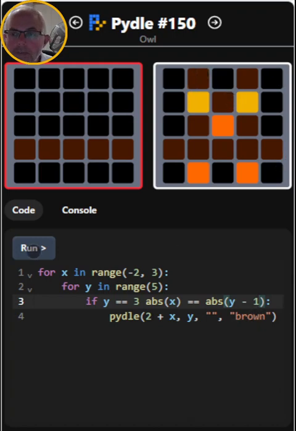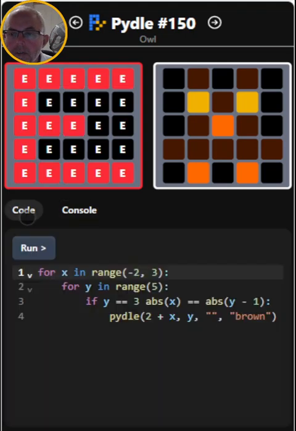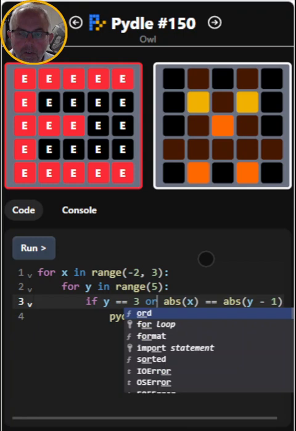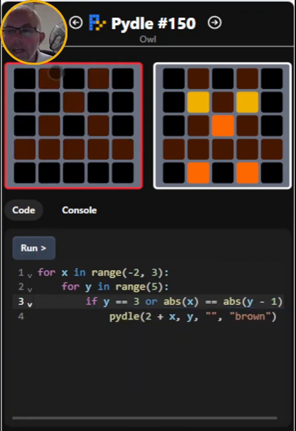So let's see if that works. We didn't quite get that right. So if y equals 3, or, I got the or. Okay, so that worked with that expression, absolute value of x equals absolute value of y minus 1. Okay, hopefully you're happy with that.